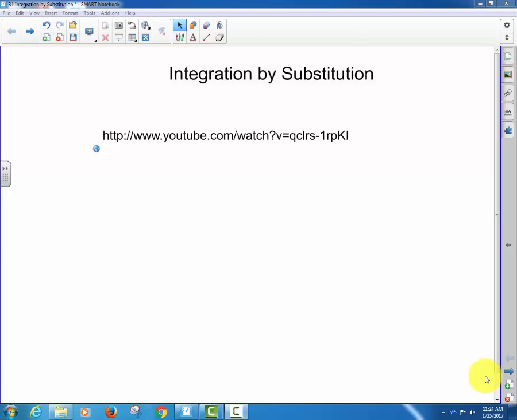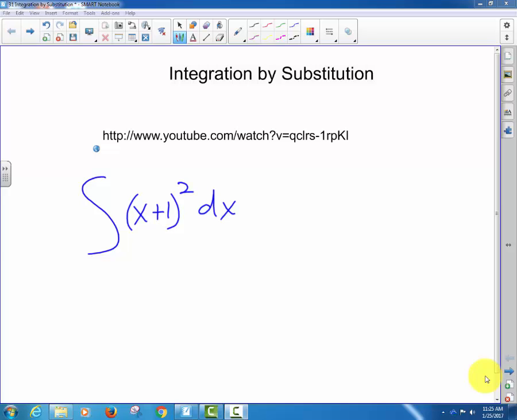But here's our problem that we're dealing with, and you've dealt with this a little bit already. When we have to integrate something like (x+1)^2 dx, what do we do with that? We have to FOIL that out. We have to multiply it out, and then we can use the power rule like we've been doing.